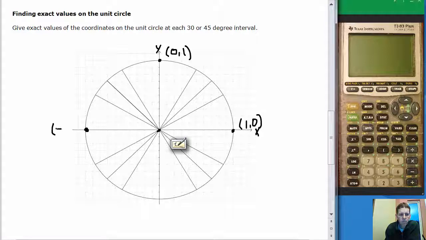and the circle. So we have values like 0, 1 up here, negative 1, 0 here, and 0, negative 1 down here. So we'll start with that. The question becomes, well, what about some of these other points on the circle that are a little bit more difficult to find?